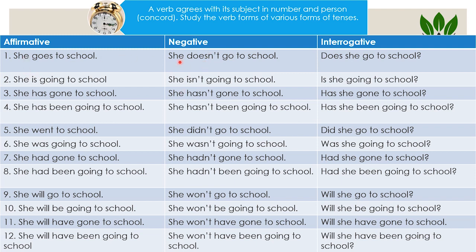Okay. She goes to school. She doesn't go to school. So okay, the does verb is there. Goes becomes the does verb. This is the present simple verb. You have to remember.